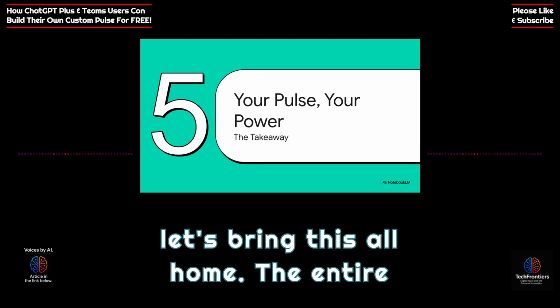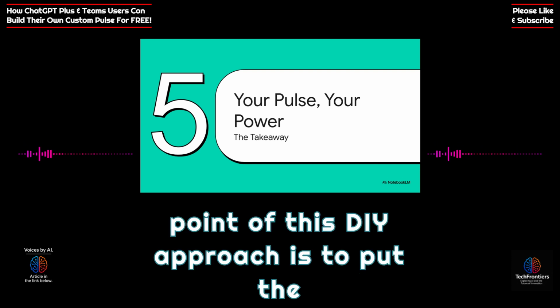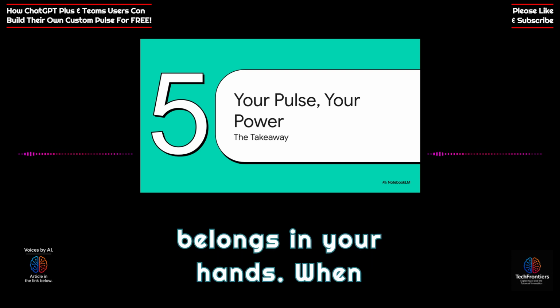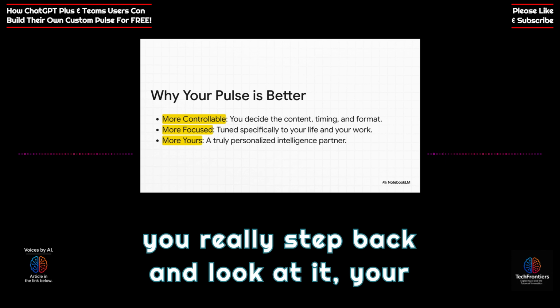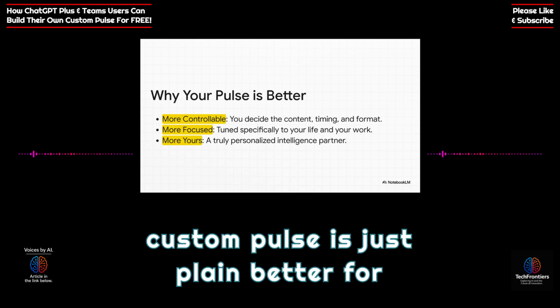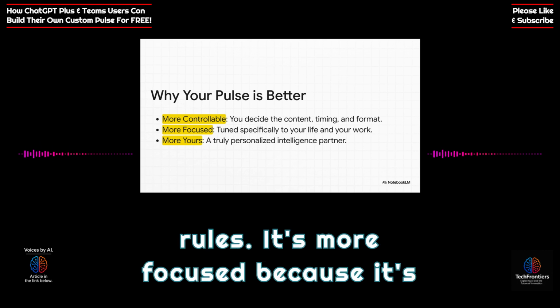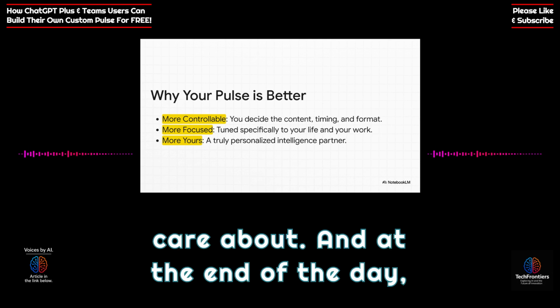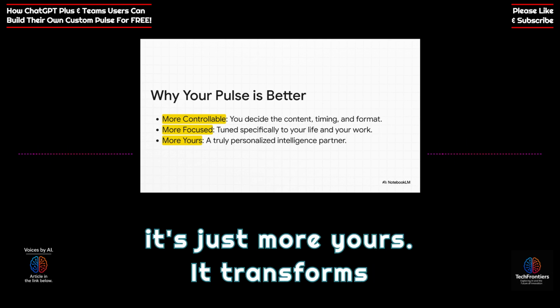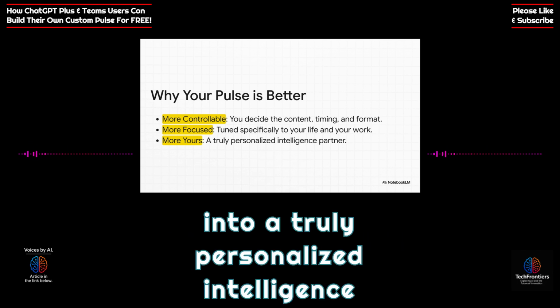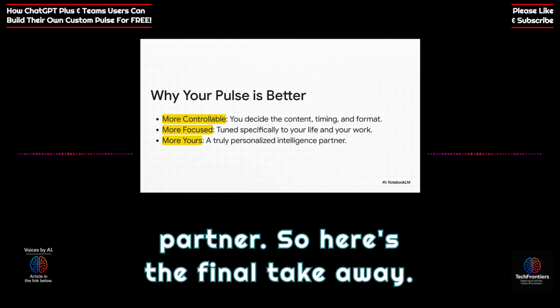All right, so let's bring this all home. The entire point of this DIY approach is to put the power and the control right back where it belongs, in your hands. When you really step back and look at it, your custom Pulse is just plain better for what you need. It's more controllable because you're the one setting all the rules. It's more focused because it's only tuned to the things you actually care about. And at the end of the day, it's just more yours. It transforms ChatGPT from just a general assistant into a truly personalized intelligence partner.